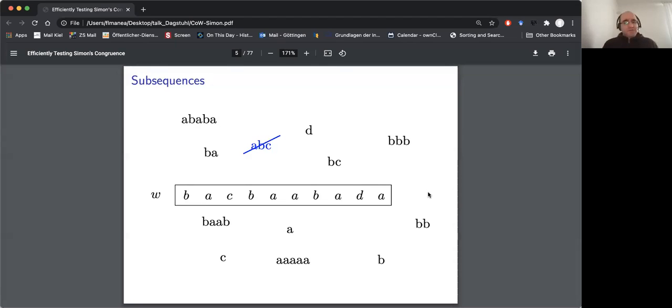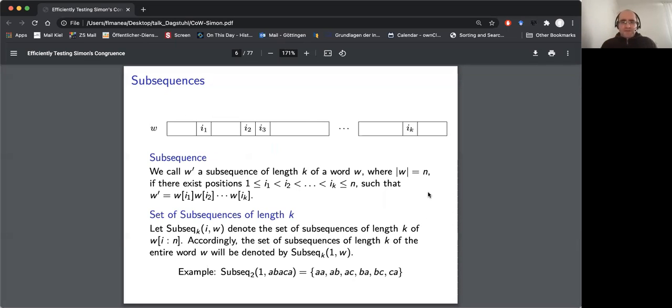You might also know subsequences as scattered factors. Sometimes I think that they are called this way. We went for the subsequence name because I think this is more the usual name when you look at algorithms for this kind of scattered factors. So a formal definition is pretty easy to see now. We call W prime a subsequence of length k of a word W if there are some positions i1, i2, ..., ik of the word W such that W prime is exactly the word that can be obtained by reading the letters on the positions i1, i2, and so on up to ik.